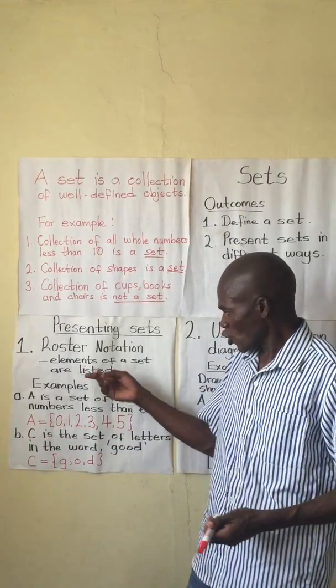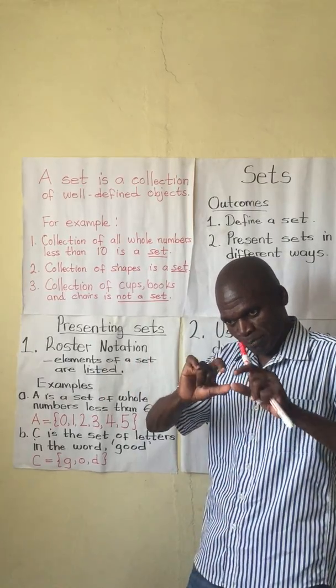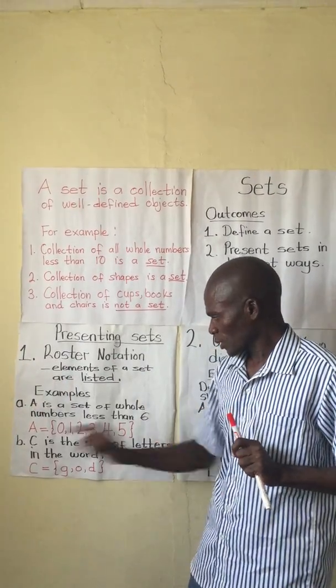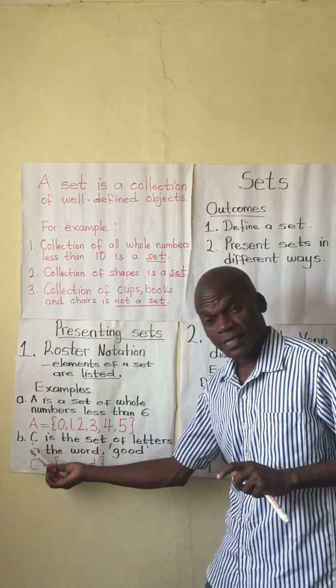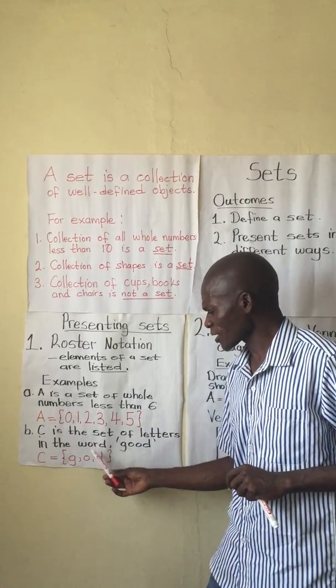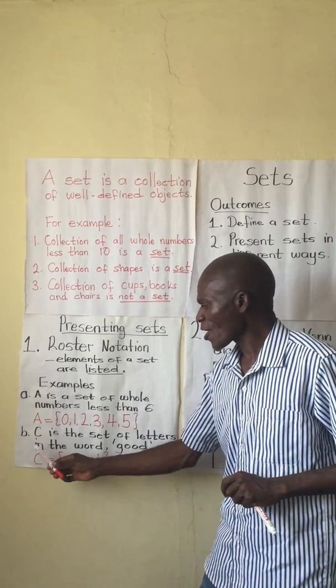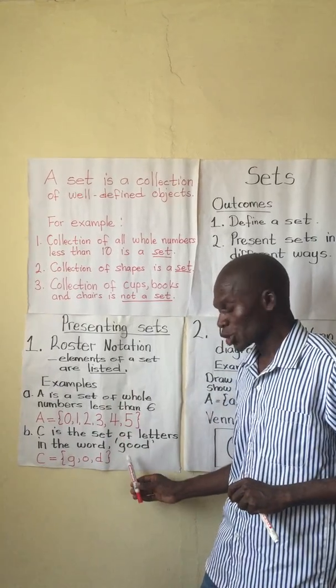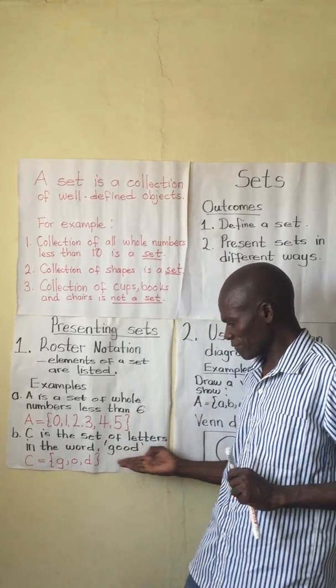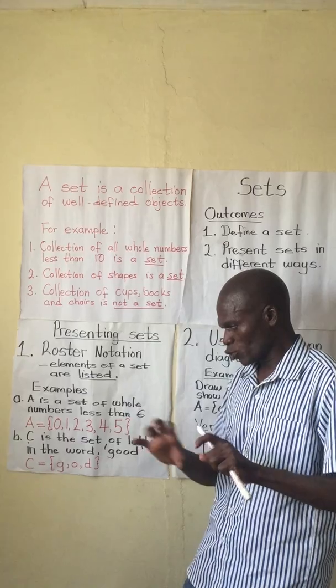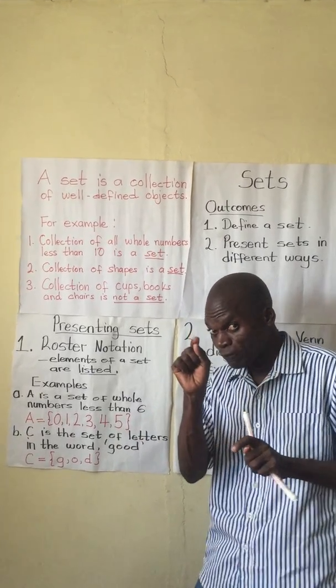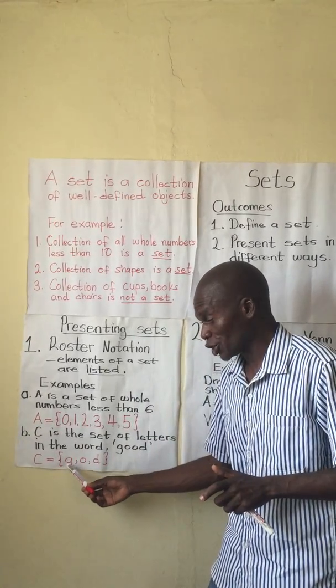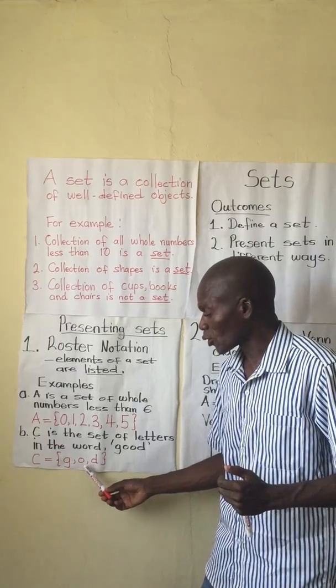This is the set we are listing. We are putting them there. Number B. C is the set of letters in the word good. So we have this word here. So how do we come up with the set of the letters? We have G, comma, O, comma, D.